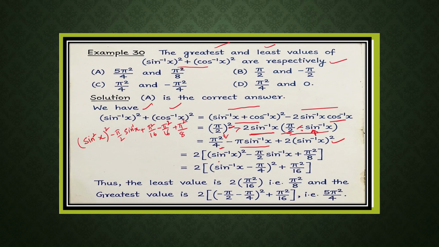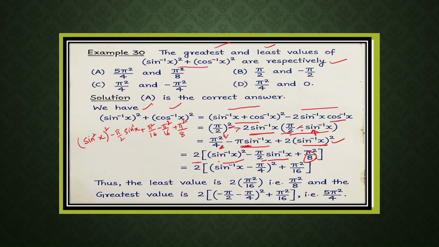Next, I took 2 common from sin inverse x whole square minus pi by 2, because pi by 2 is not there. I want to take a common, meaning it will be divided by 2, that's why minus pi by 2 sin inverse x, then pi square by 8, because I took 2 common, meaning divided by 2, that becomes 8.